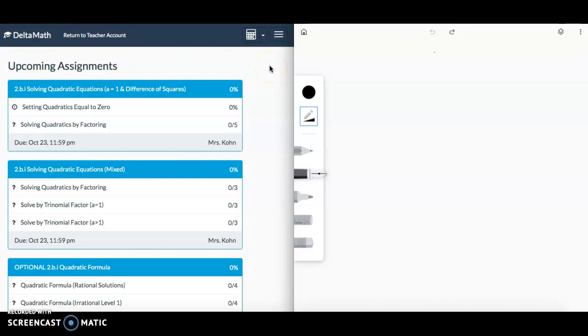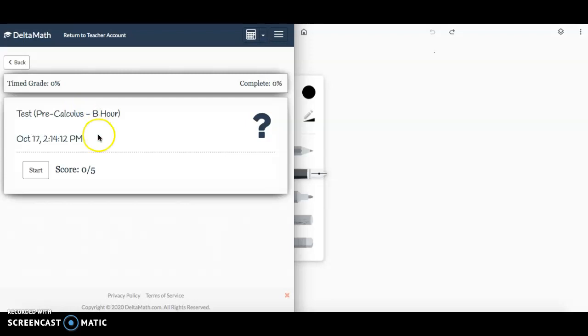Hey guys, we're going to go through your 2.b.i solving quadratic equations DeltaMath assignment and talk through the different types of problems you'll see as well as how notation will work. In this first set, it says setting quadratics equal to 0, and it's a timed assignment, or timed question.